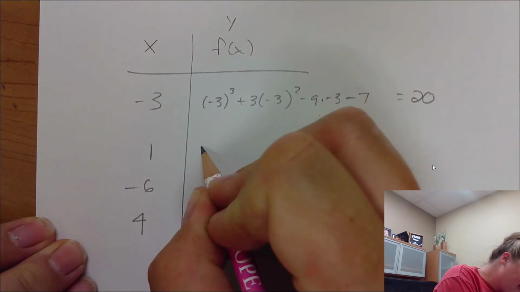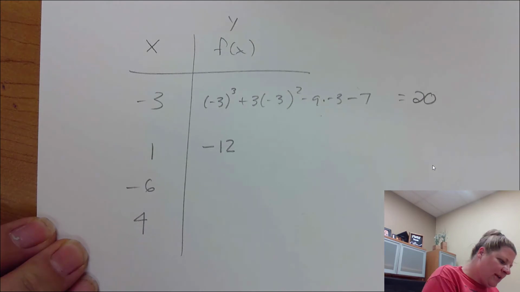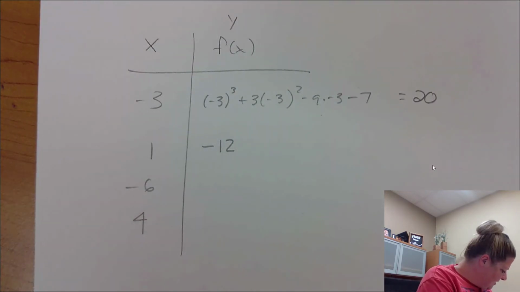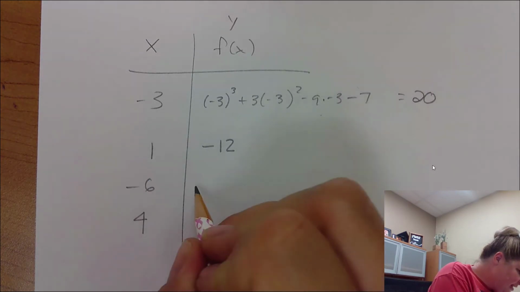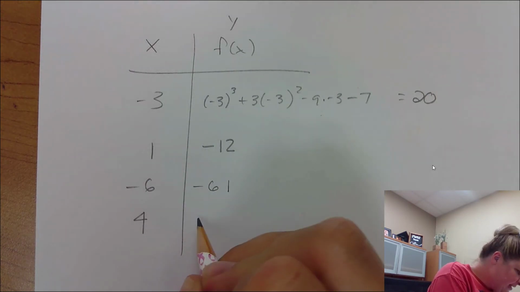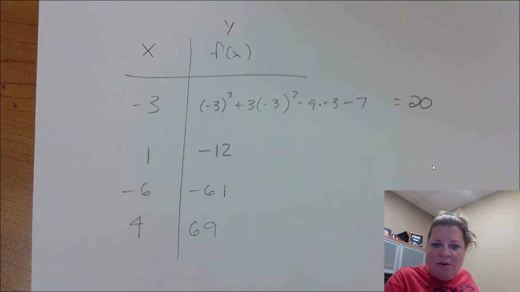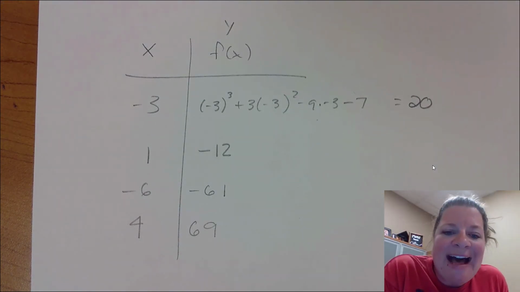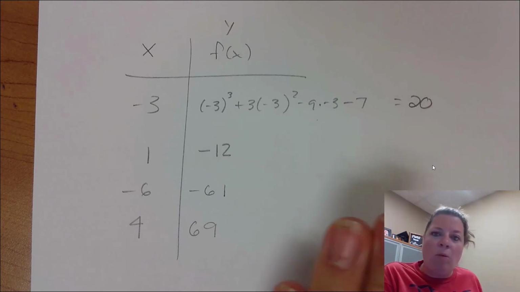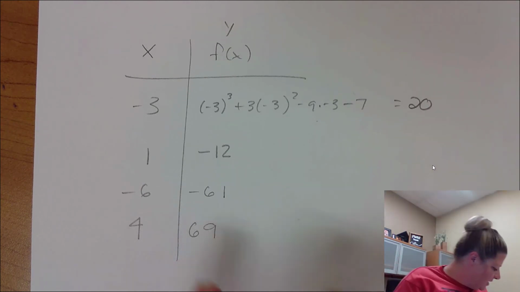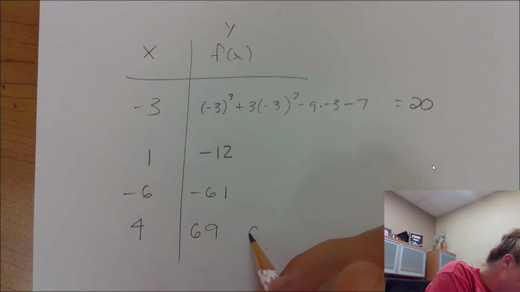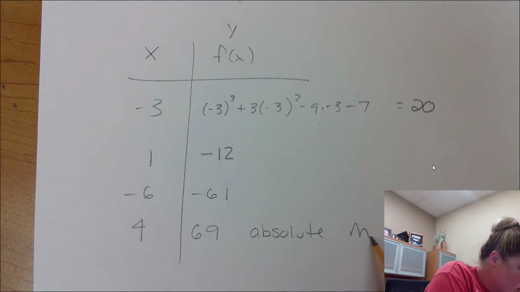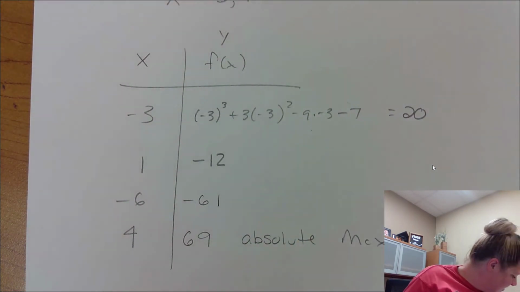Okay, and then we're going to do the same thing for 4 and -6. And I got -61 and 69. Hopefully I did those correctly. So now we have to look, which number is the highest on the y's? 69. So this is our absolute max. Okay, which one's the lowest? Negative 61. So this is our absolute minimum.